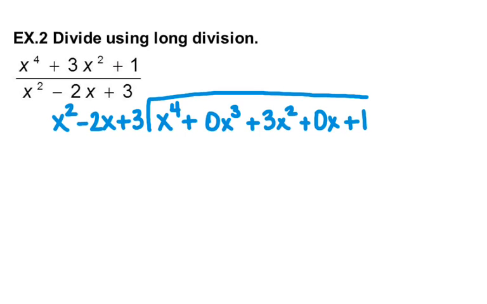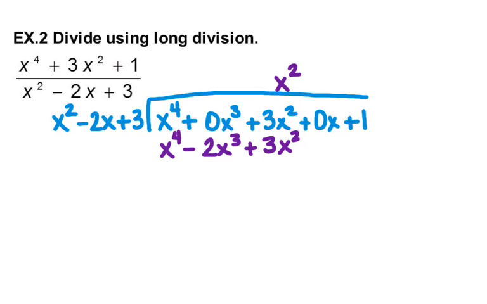Okay, so again, even though it looks scary because there's so many terms, we're just comparing first term into first term. So I want to look and see what times x squared equals x to the 4th. So x squared times x squared equals x to the 4th. Now I'm going to multiply x squared times everything on the outside. So x squared times x squared is x to the 4th. X squared times negative 2x is negative 2x cubed. X squared times 3 is plus 3x squared.